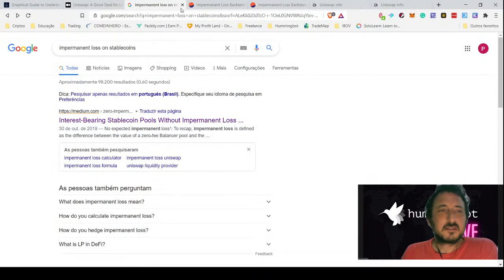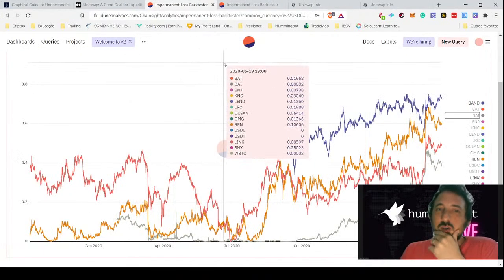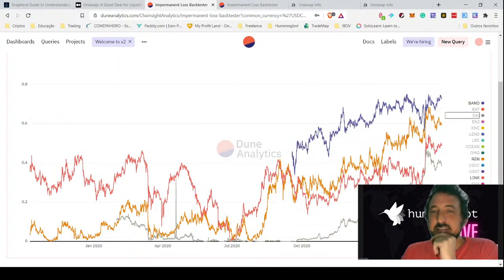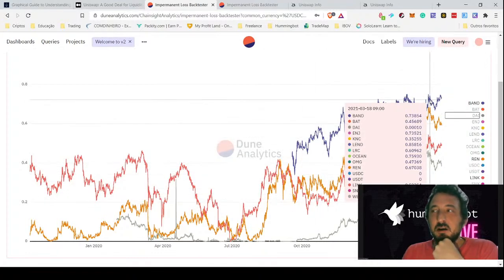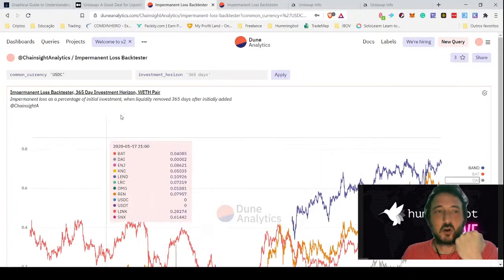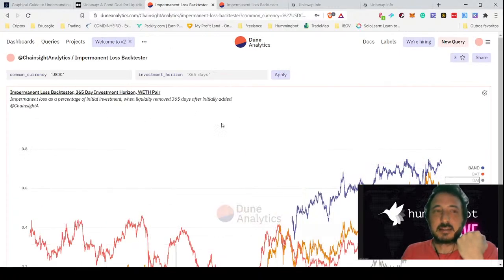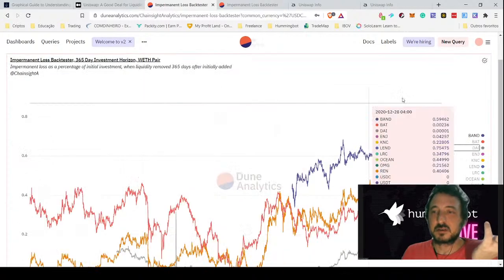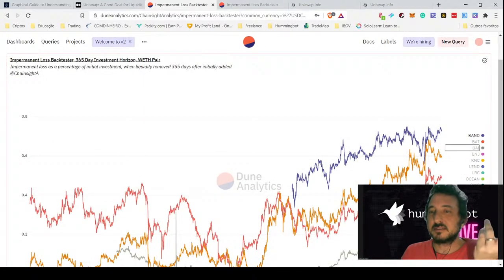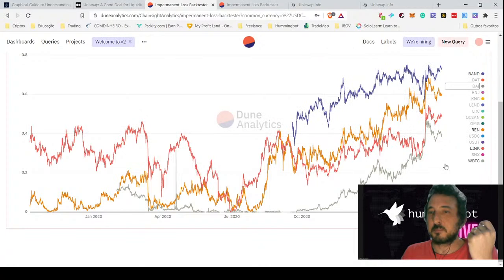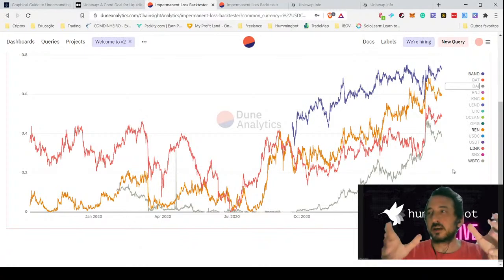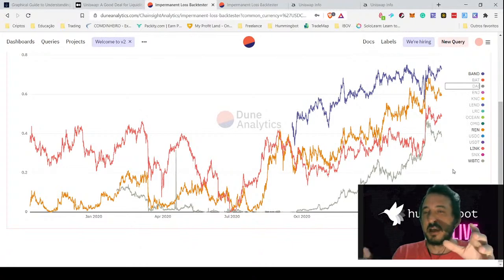Okay, so one interesting thing I wanted to show about impermanent loss is this: I found here a tracking of impermanent loss across different pairs, right? So this is the impermanent loss of pools that have USDC as the pair, for example Band USDC, RAN USDC. As you can see, the impermanent loss varies a lot over time because the amount of assets changes as trades happen, and the total value you have locked inside the pool changes over time.